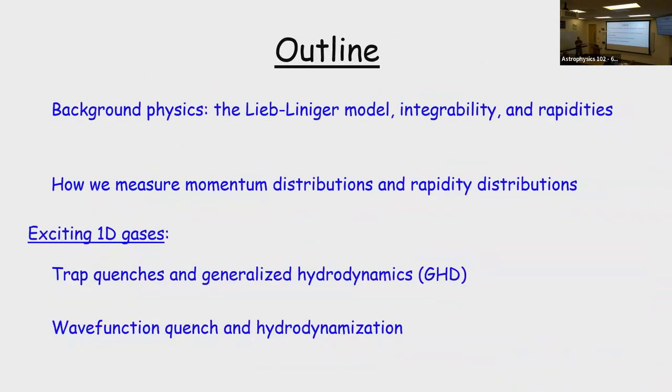I'll start off talking about the Lieb-Liniger model, integrability, and rapidities, which are related to the set of conserved quantities in the gas. Then I'll show how we measure momentum distributions in these gases and how we can measure the rapidity distributions. And I'll talk about how we excite the gases. We do it two different ways: one with a trap quench, which we then use to study generalized hydrodynamics, and then also with a wave function quench, which gives some surprising, unexpected new physics.